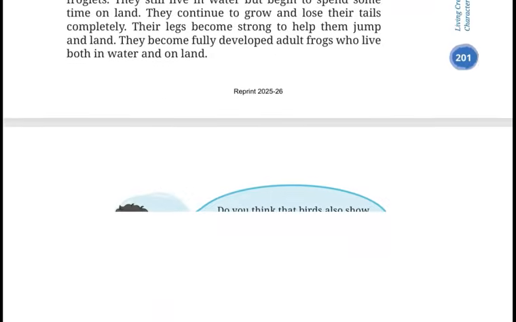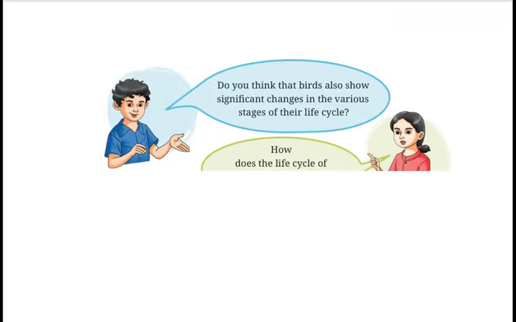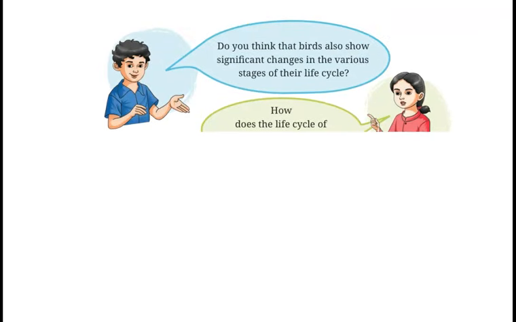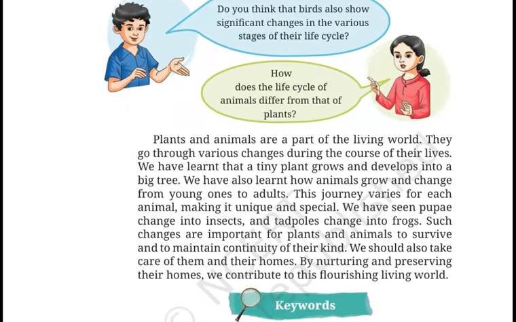Now the two brother and sisters are talking again. What did they say? Do you think that birds also show significant changes in their various stages of their life cycle? So she says, how does the life cycle of animals differ from that of a plant? So now they're discussing the difference between the life cycle of an animal and a plant.